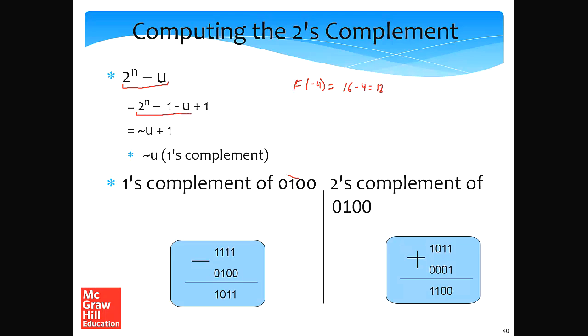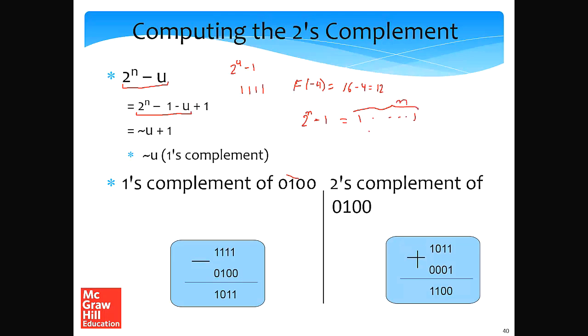If readers would kindly recall, this is the 1's complement. So 2 to the power n minus 1, let's see what kind of a number it is. For example, consider 2 to the power 4 minus 1, which is 15. It's 1, 1, 1, 1. So 2 to the power n minus 1 is essentially equal to 1, 1, 1, 1, n times.